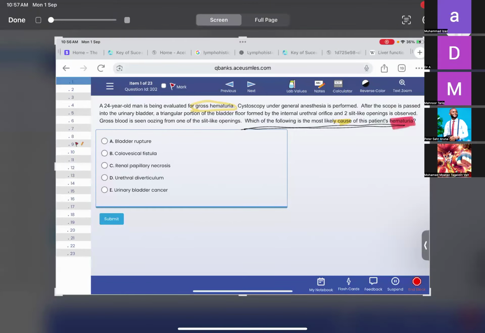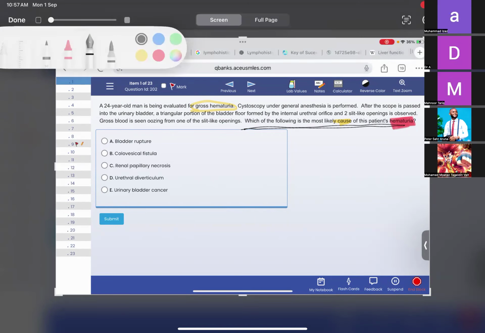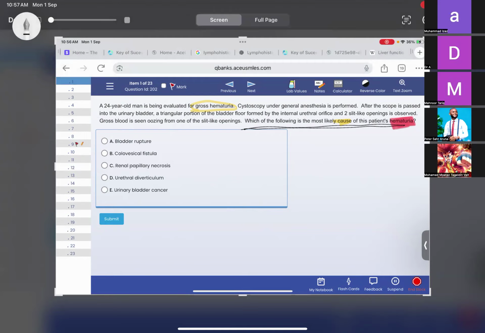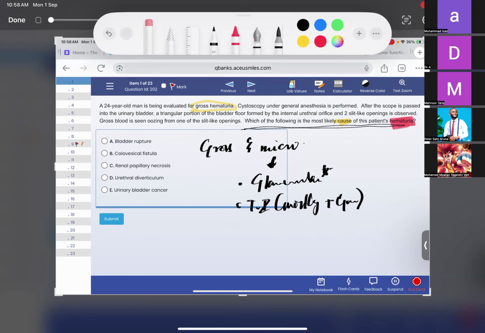So what is here? Gross hematuria, right? Guys, you need to be with me. We have two types of hematuria, gross and microscopic. Microscopic is present in conditions like glomerular diseases, which is important, and tubulointerstitial diseases. Mostly it is microscopic; sometimes it can be gross, okay? Are you getting this?